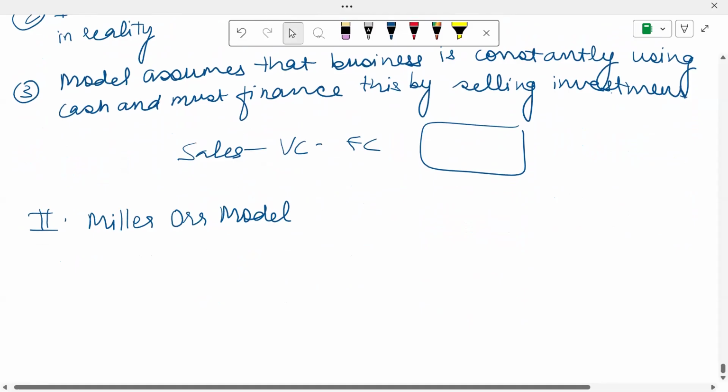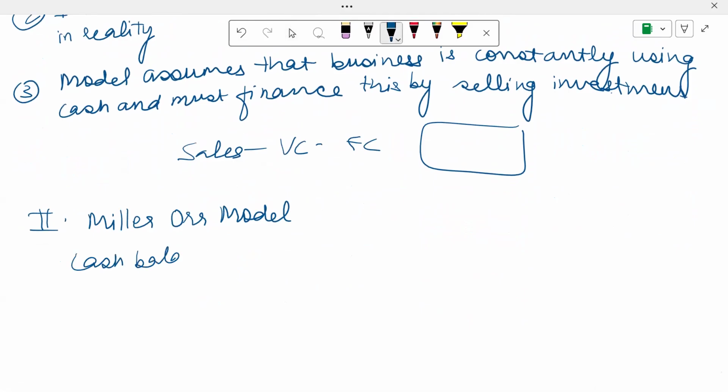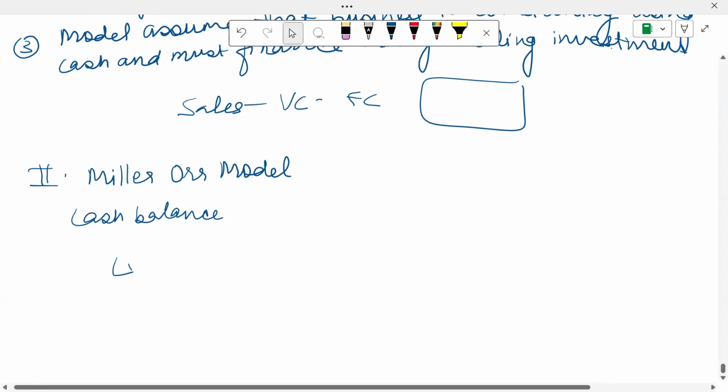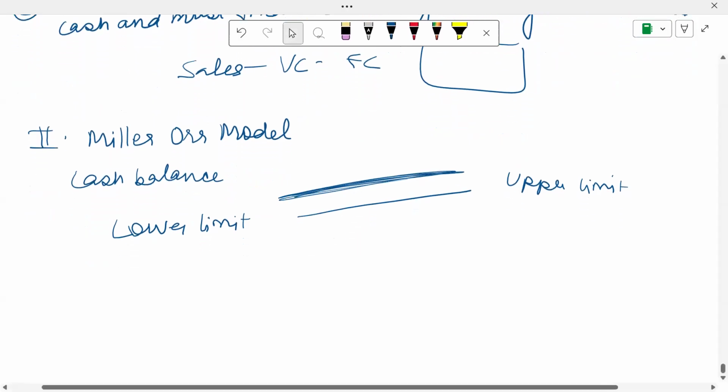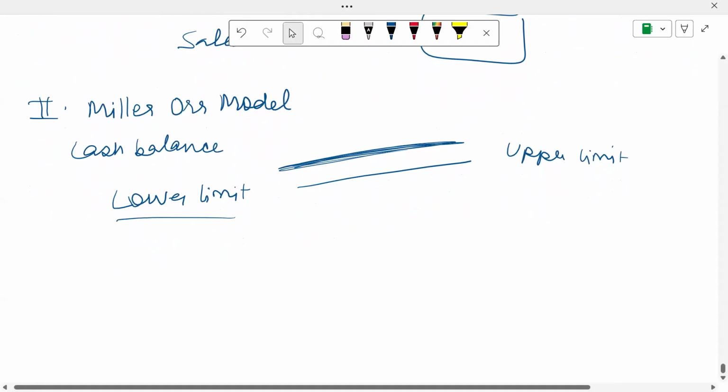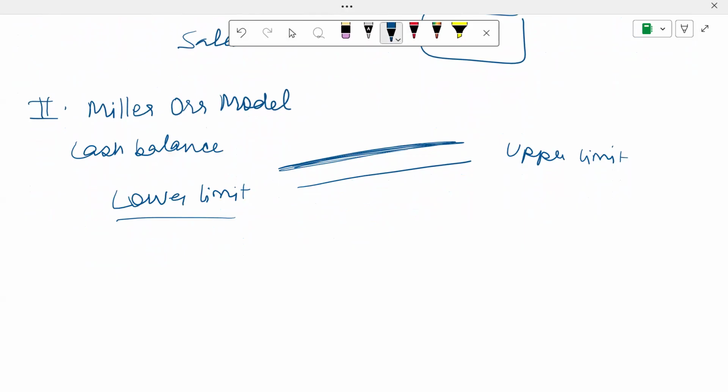Right. So basically, according to this model, your cash balance is allowed to vary between a lower limit, which is set by the management, and an upper limit, which is calculated by the model. So the amount of cash fluctuates between this lower limit and the upper limit. If you have reached the lower limit, you will calculate the difference between your returning point and your lower limit, and you will raise more money to bring it back to the return point.